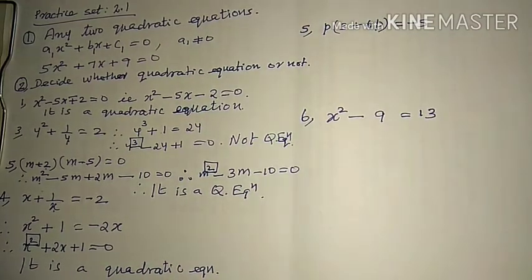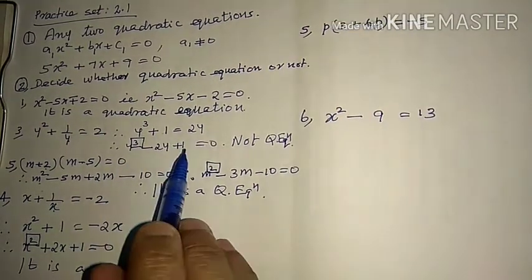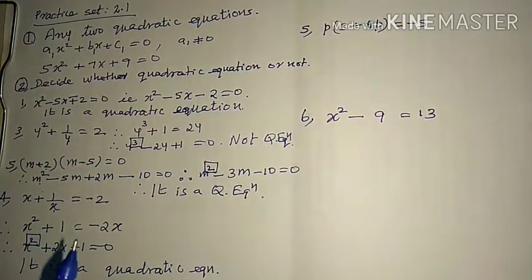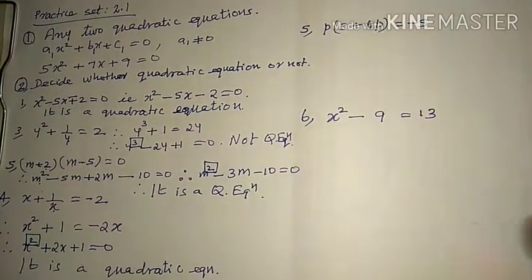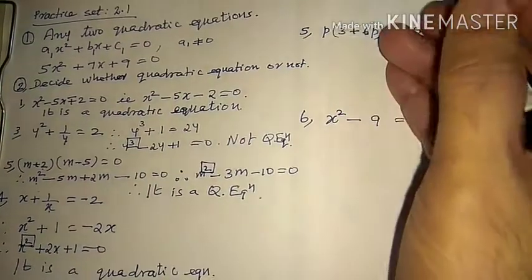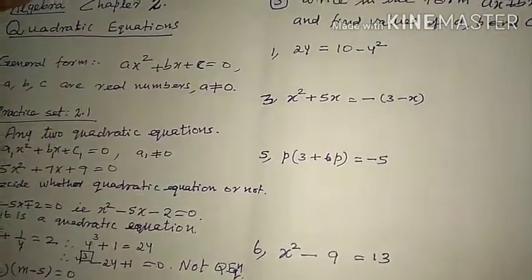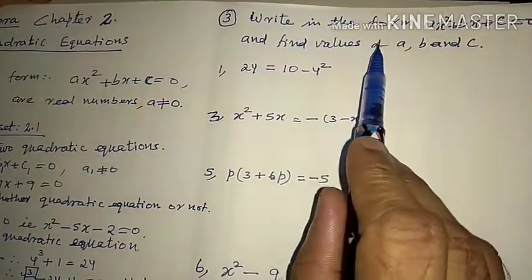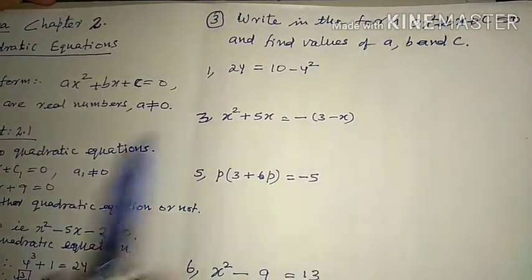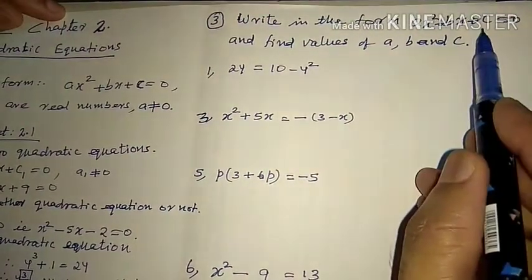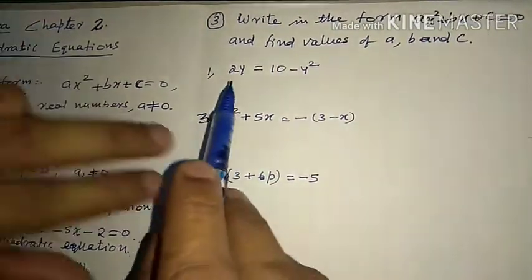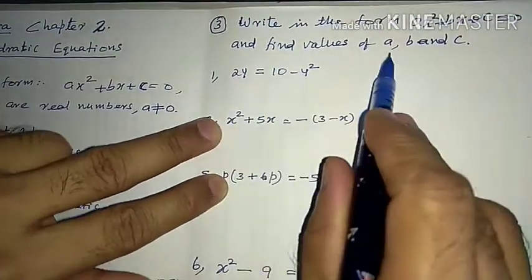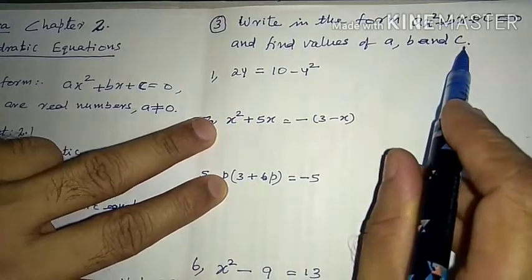This is also a quadratic equation. Whether given equations are quadratic or not, we have to check the highest power of the variable is equal to 2 or not. If it is 2, quadratic, otherwise not a quadratic equation. Now we pass on to question number 3. What the question says: write in the form ax square plus bx plus c equal to 0, means the general or standard form, the given equations, and we have to find the values of a, b and c also.